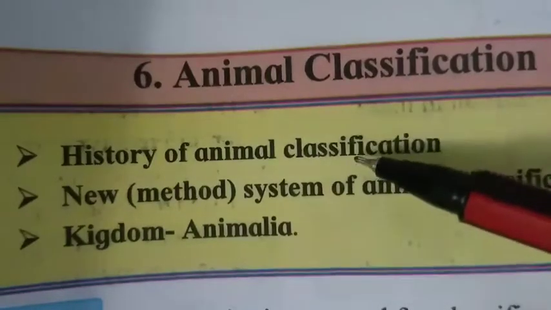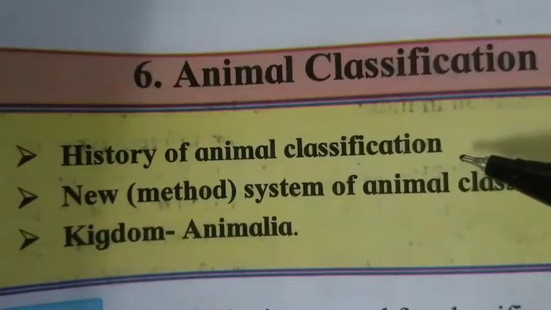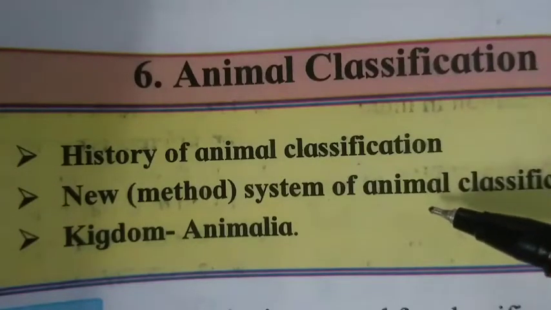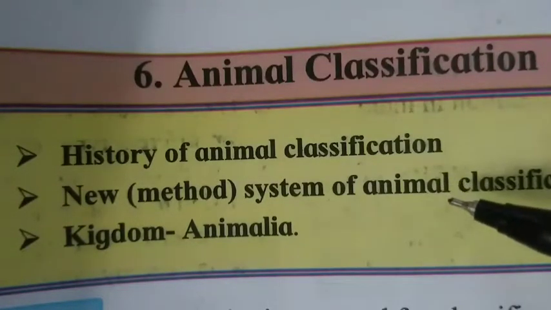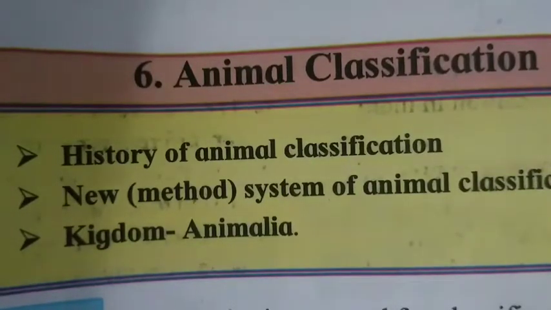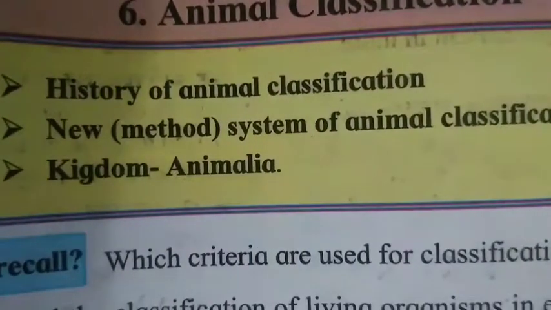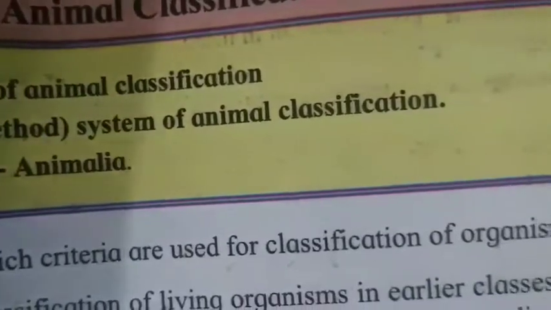Now, in previous standards, we have studied the classification of plants. Yes, in the 6th chapter, if you remember, it was the classification of plants, and the kingdom was Plantae. There was a particular criteria which was used. I hope you recall the name of the scientist who classified the organisms. Yes, do you remember? Okay. Now, can you recall which criteria are used for classification of organisms?